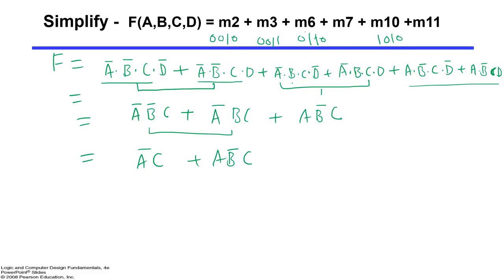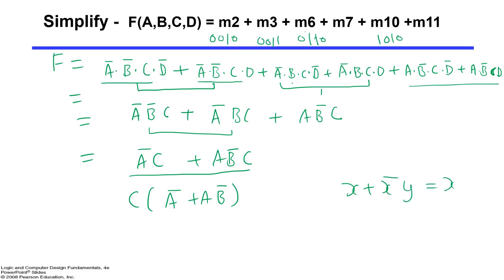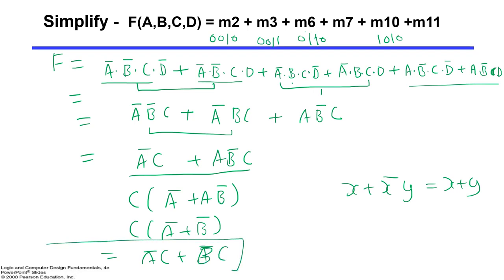Now can we take C common? Yes. So you'll get A bar plus A B bar. Can we do something here? Do you remember X plus X bar Y is X plus Y? So it will be C times (A bar plus B bar). So ultimately if you club them together, you'll get A bar C plus B bar C. This is the simplified version of this expression.